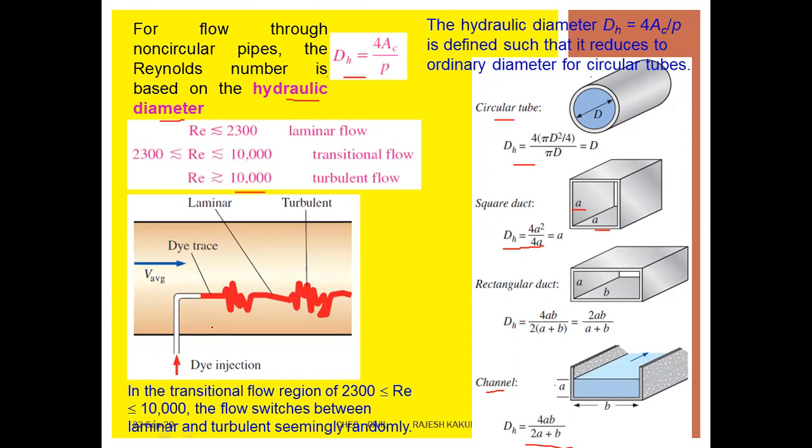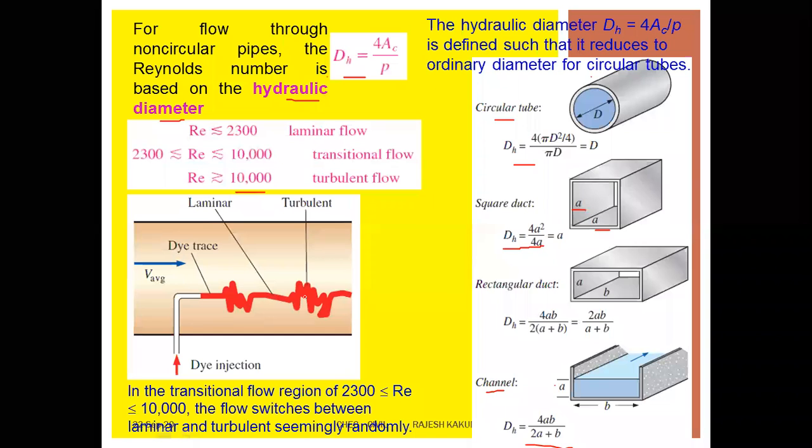But the same case, if you see the dye is injected here. So what happens to the dye trace? Here, whenever the velocity is at an average condition in this pipe, this is a laminar flow. Then you are getting the turbulent flow, totally disturbing the water. That is nothing but the turbulent flow.